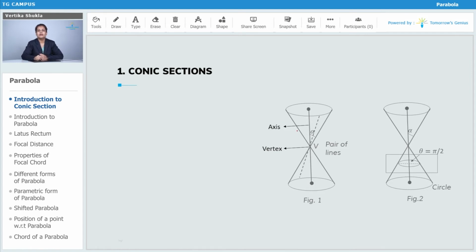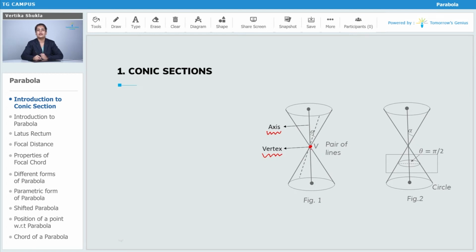Now see, the line that is perpendicular to the radius is known as the axis of the cone. This point in the middle is known as the vertex of the cone. Now in this case we are considering right circular cones only. Right circular cones means that the height of the cone is perpendicular to the radius of the cone.